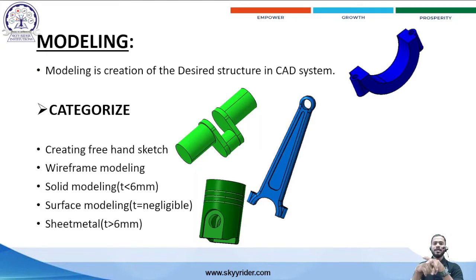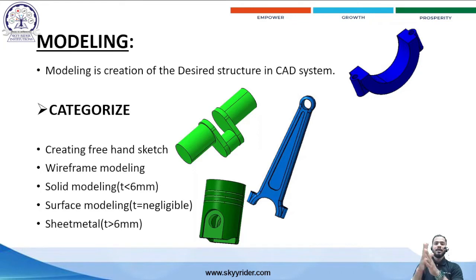Solid modeling is used where the thickness is greater than 6 mm. Here it is written a little wrongly, so it should be greater than 6 mm. In solid modeling, where the thickness is greater than 6 mm, we'll use solid modeling. Then surface modeling: where thickness is negligible, or where the component is very difficult to do in solid modeling, there you will use surface modeling.